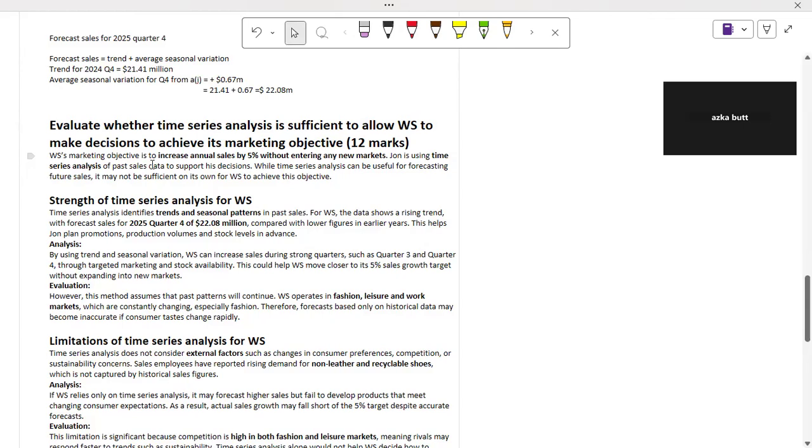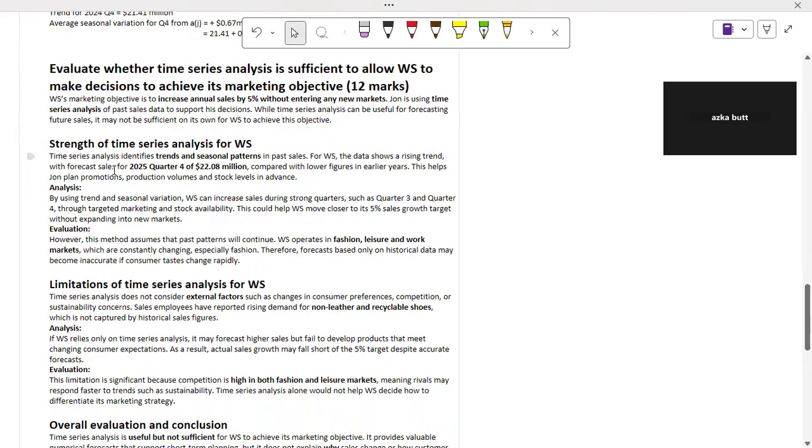So WS's marketing objective is to increase annual sales by 5% without entering any new market. John is using time series analysis of past sales data to support his decisions. While time series analysis can be useful for forecasting future sales, it may not be sufficient on its own for WS to achieve this objective. So the strength of time series analysis for WS, I'm just going to write its strength.